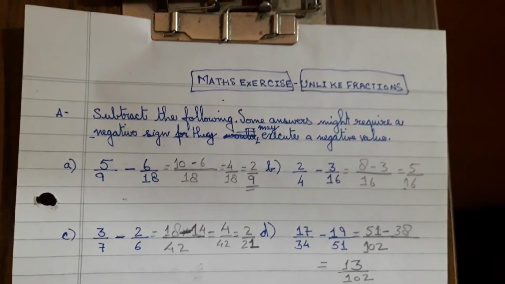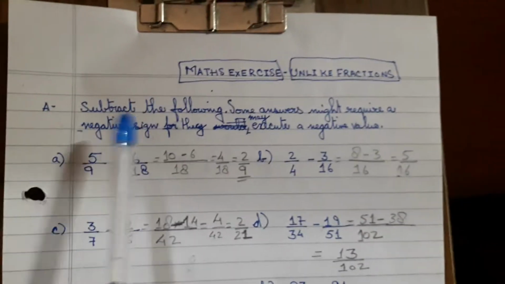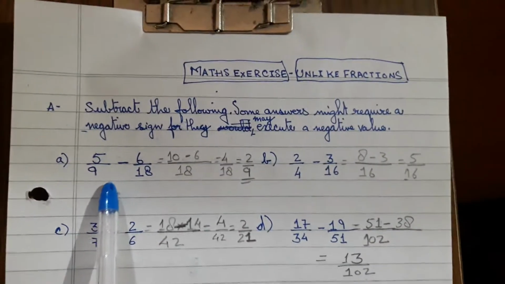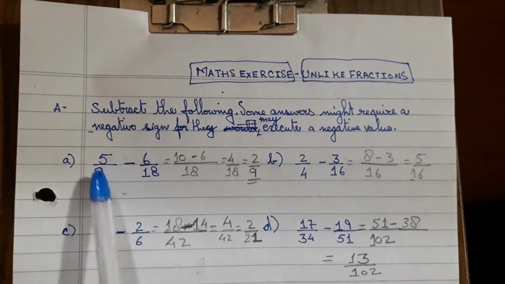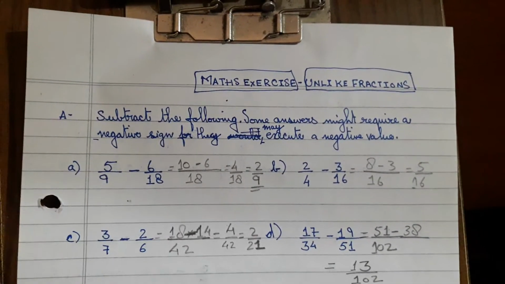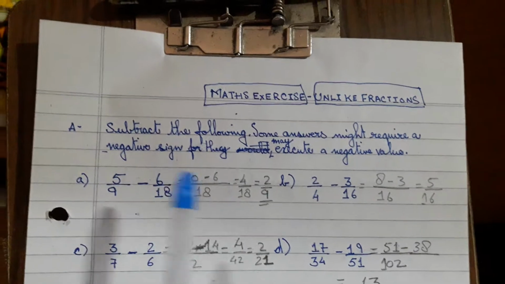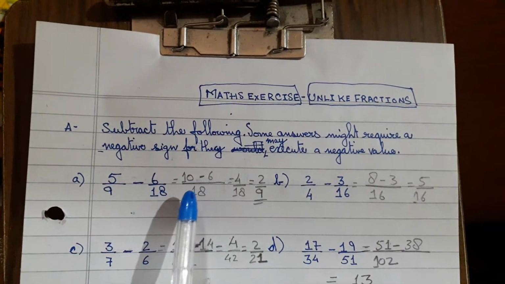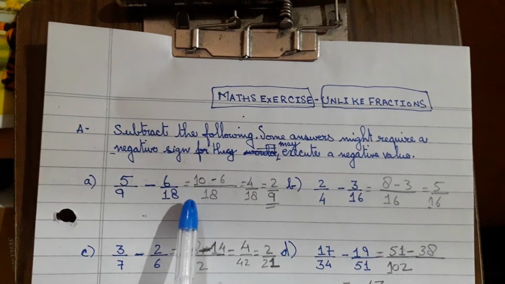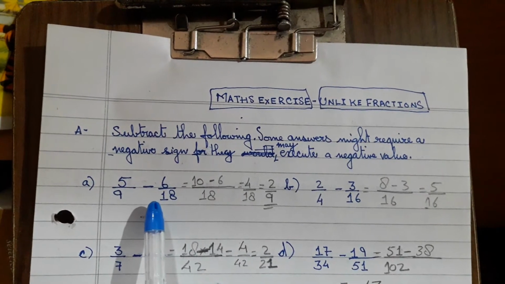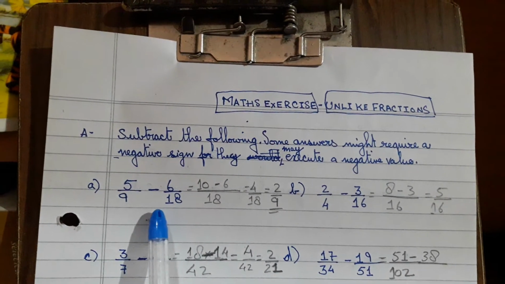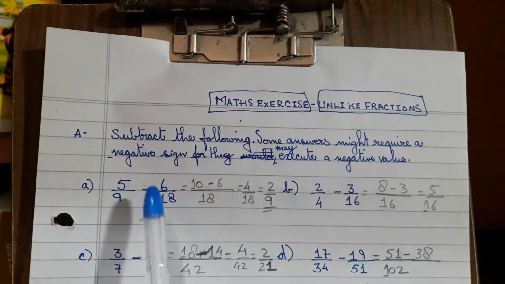So, when you are subtracting these numbers, the process is the same. Take out the LCM, then make it an equivalent fraction, make the denominators equal, and keep on going. All right. So, this is very, very important.